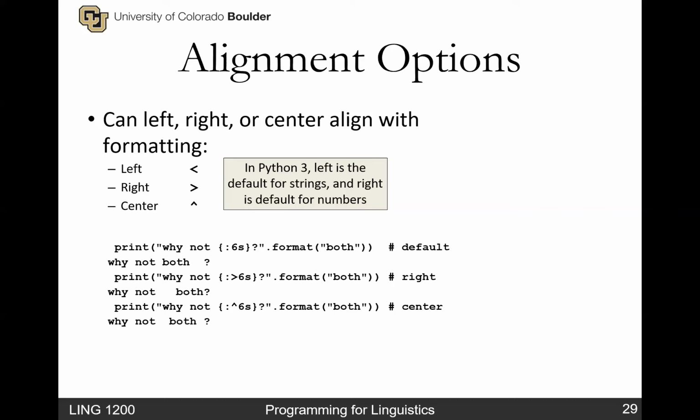With center alignment, we use the caret. And in this case, Python's going to take the extra white space that's generated. In this case, there are 2 extra white spaces, and it's going to put both in between them. It's going to put the white spaces as evenly as possible on both sides of both.